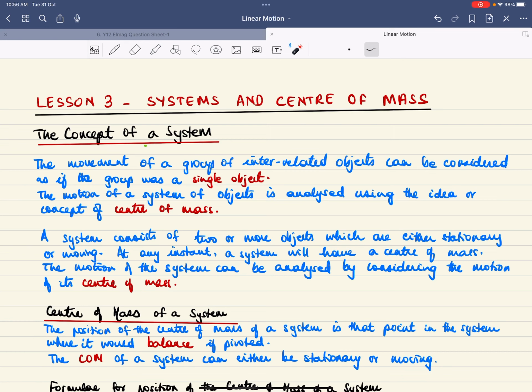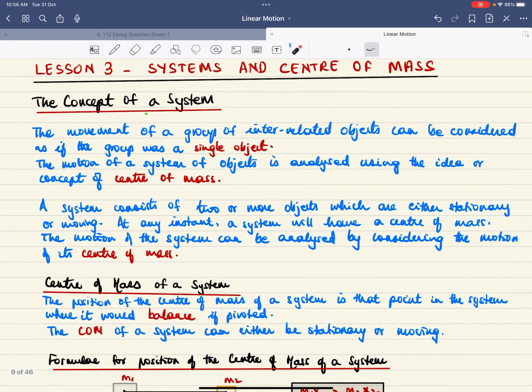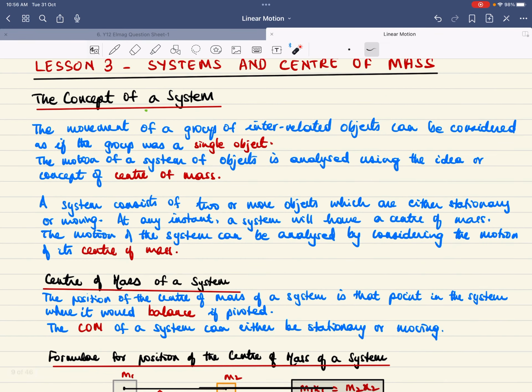So the concept of a system. The movement of a group of interrelated objects can be considered as if the group was a single object. The motion of a system of objects is analyzed using the concept of center of mass. A system consists of two or more objects which are either stationary or moving. At any instant, a system will have a center of mass. The motion of the system can be analyzed by considering the motion of its center of mass.